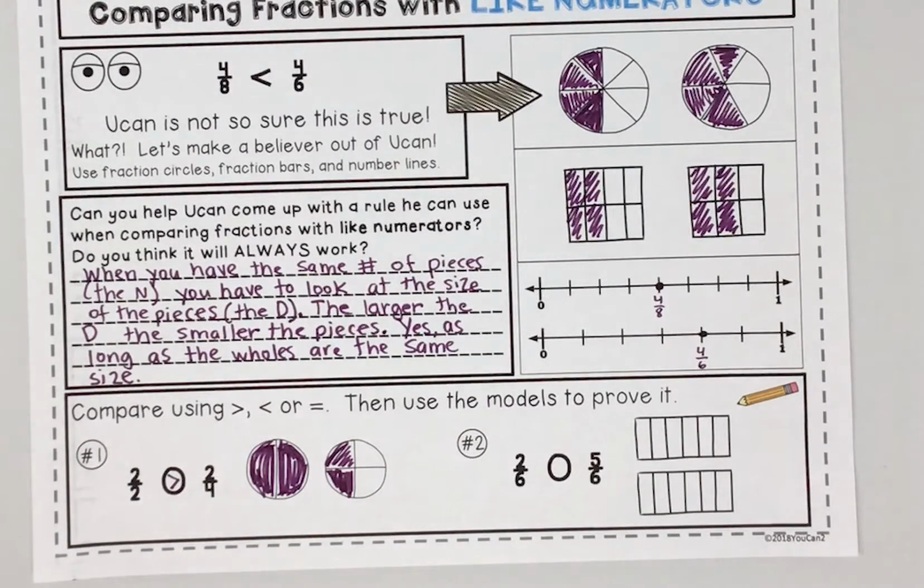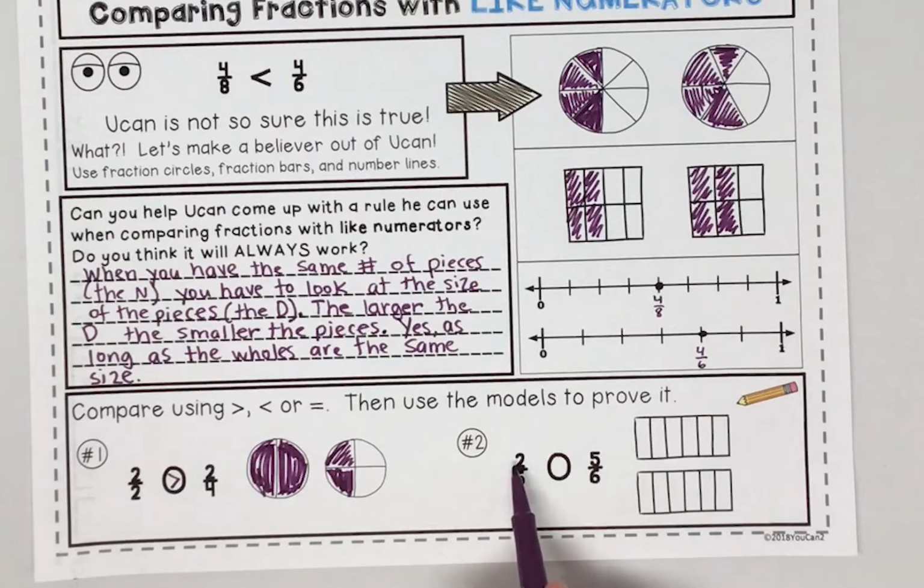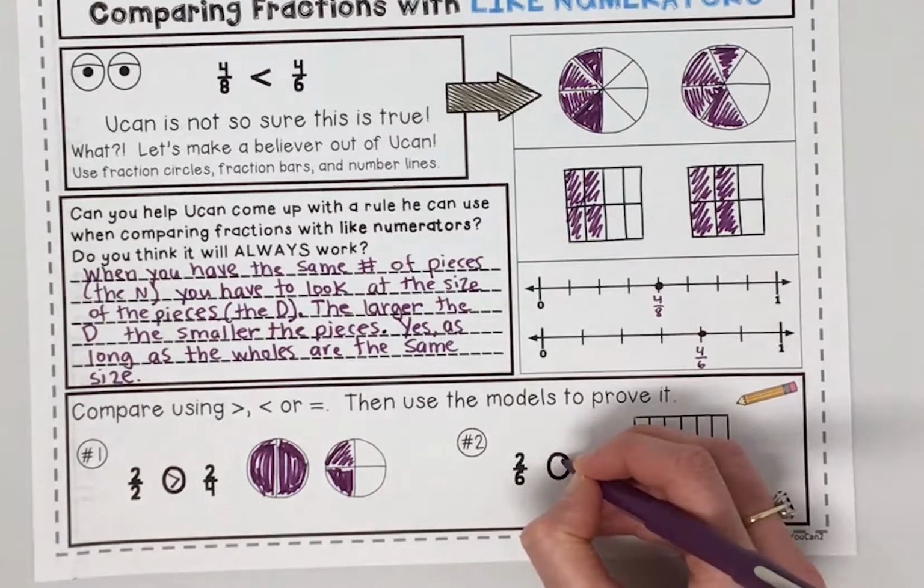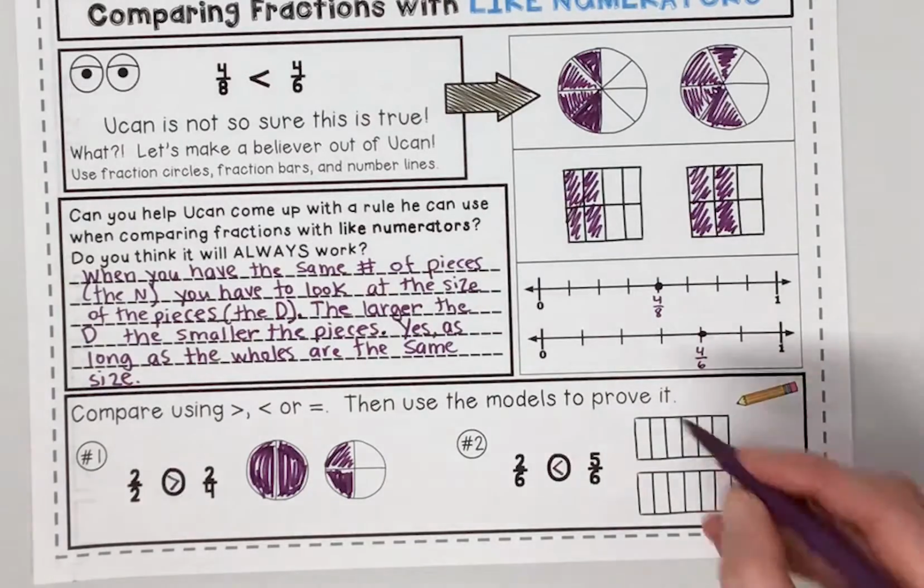First, I'm going to think. I can see that my numerator, or the number of pieces, is different. But I can see that the size of my pieces is the same. My denominator is the same. So with that in mind, all I need to do is look at the numerator to know which is bigger. 2/6 is smaller than 5/6 because I have more 6ths here than I do in 2/6. I'll go ahead and compare, and now I'll prove.